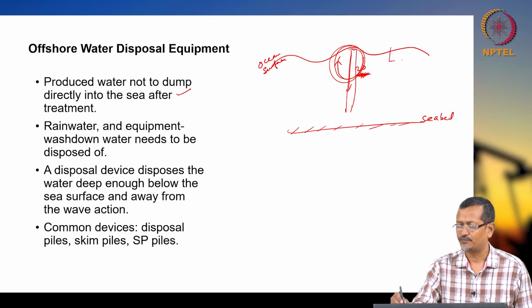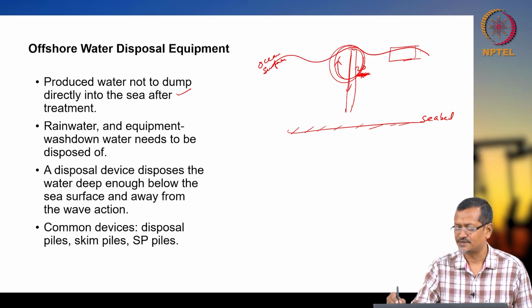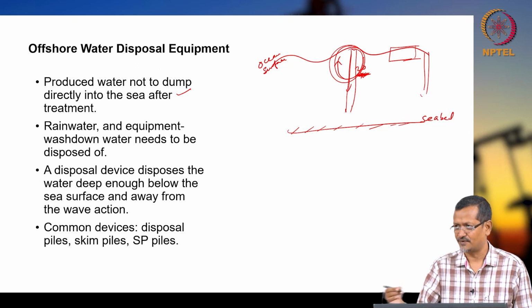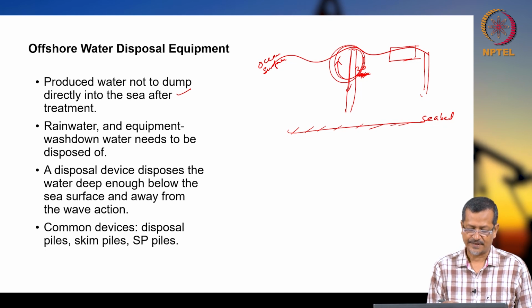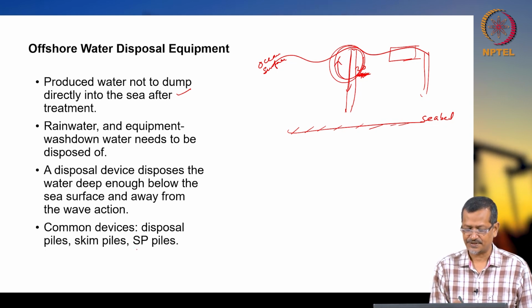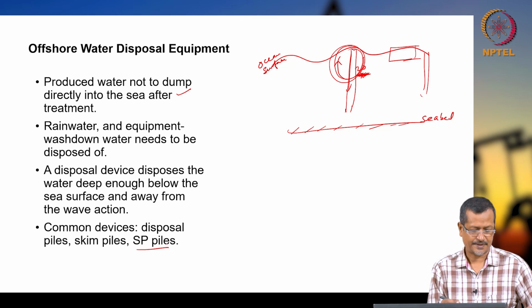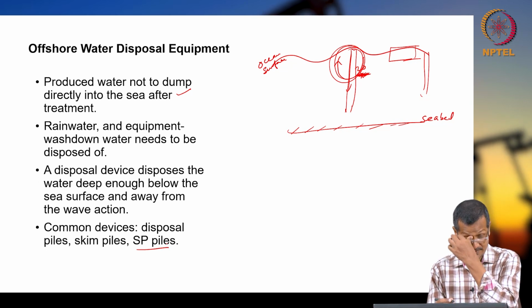Okay. And your platform will be working here and some pipe will be coming down like this, longer. Okay. This is called a disposal pile. Common disposal pile devices are the skim pile, SP, a special type of pile, actually a serpentine pipe. So, some company has given the name SP pile.